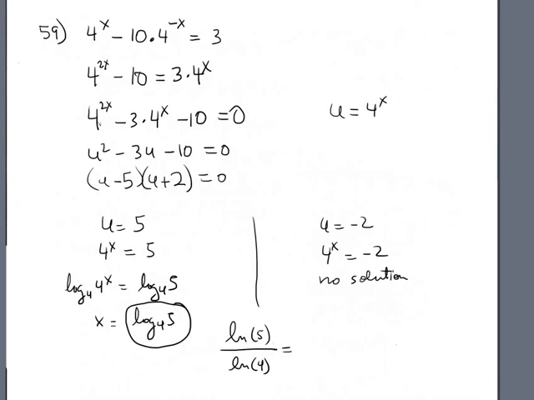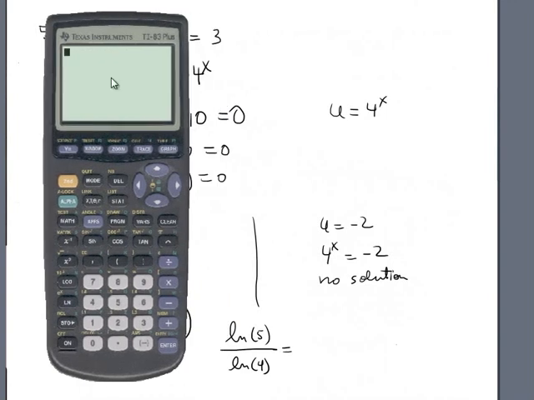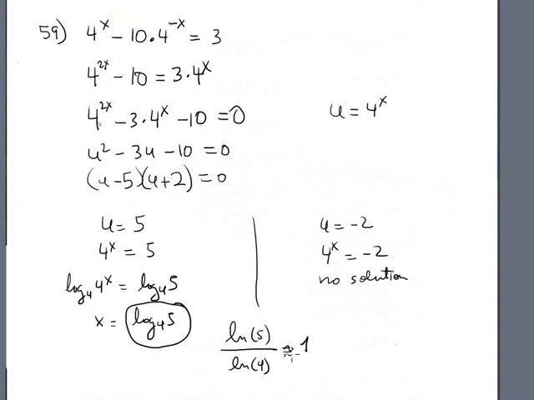Let's put it in the calculator. Okay, natural logarithm of 5, divided by natural logarithm of 4. And the answer is approximately 1.161. The answer to 59 is 1.161.